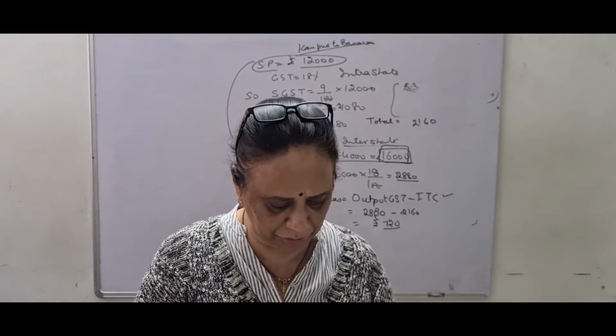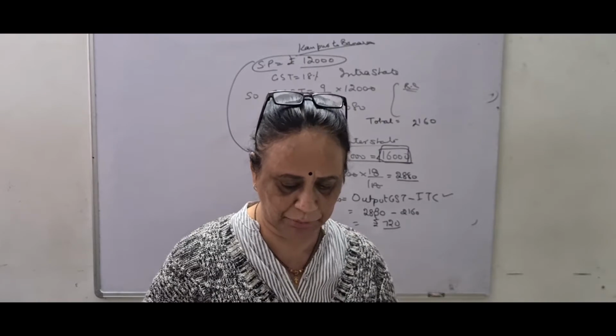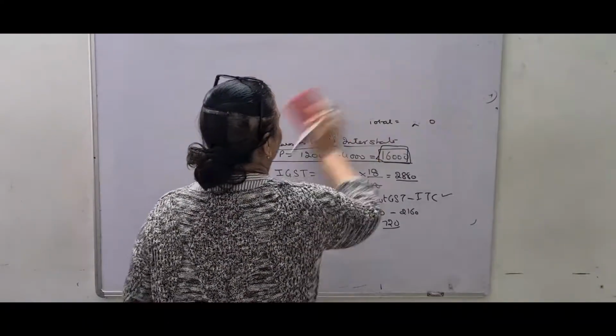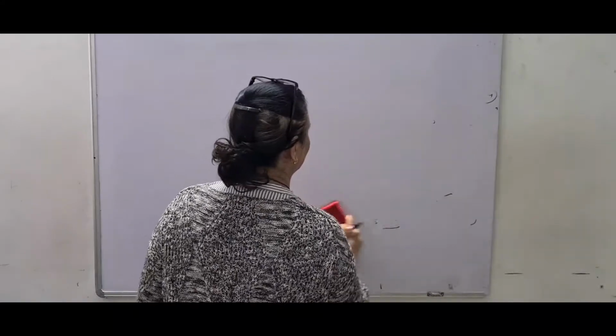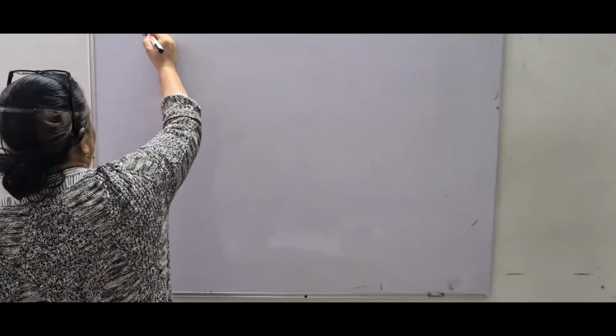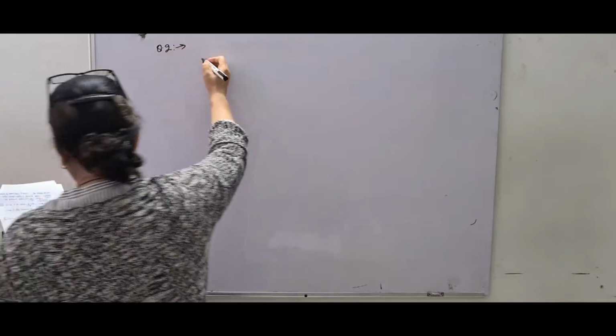For example, let it be question number 2. Goods and services are sold from Agra to Kanpur. So Agra to Kanpur, first of all, most of you won't be able to recognize whether they belong to the same state, so I told you not to be worried about that, because it will be mentioned in the question that either they are the same state or different states.